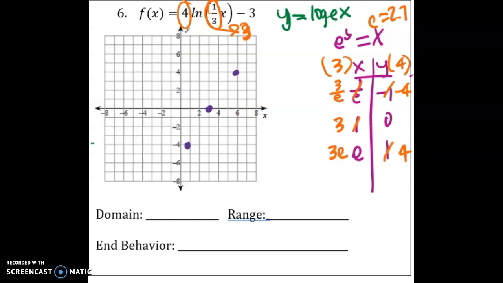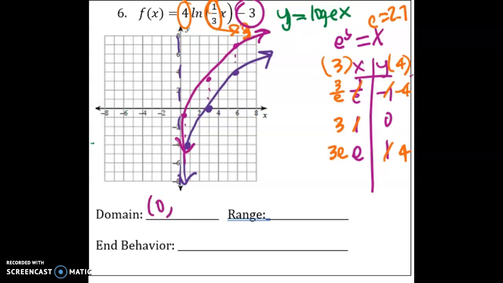Oh, I never plotted my parent function. It's okay. And here's my asymptote too. And now we're going to shift this. What does it say to shift it? Up 3. So every point goes up 3. 1, 2, 3. 1, 2, 3. 1, 2, 3. And here's your final graph.